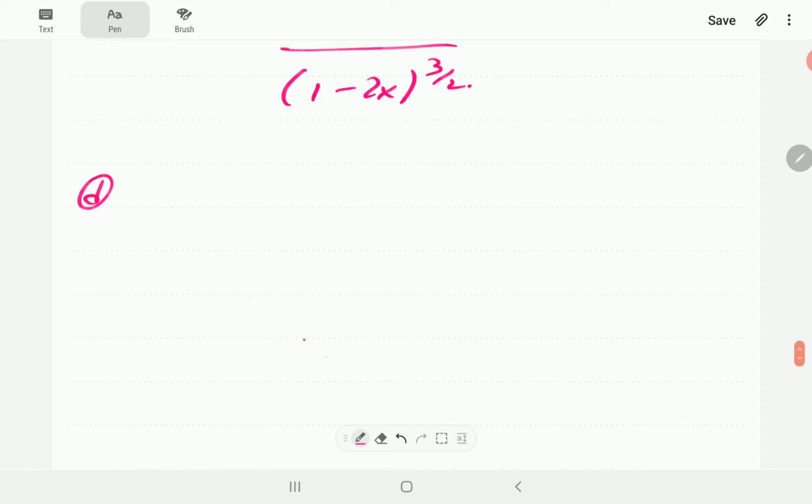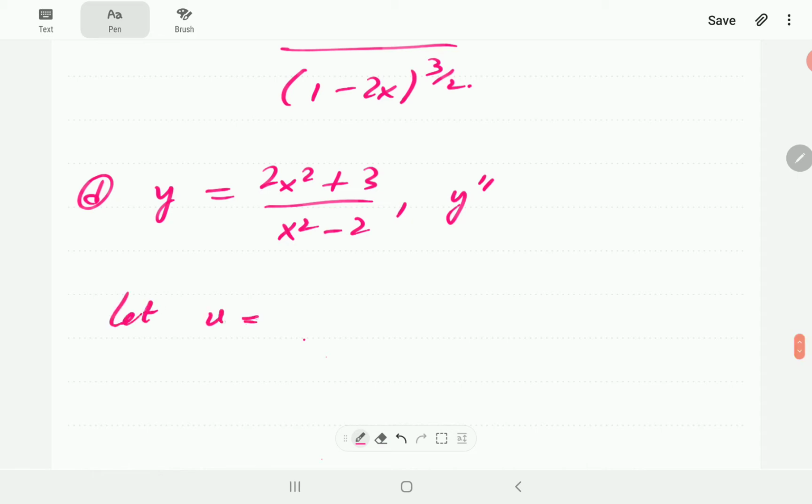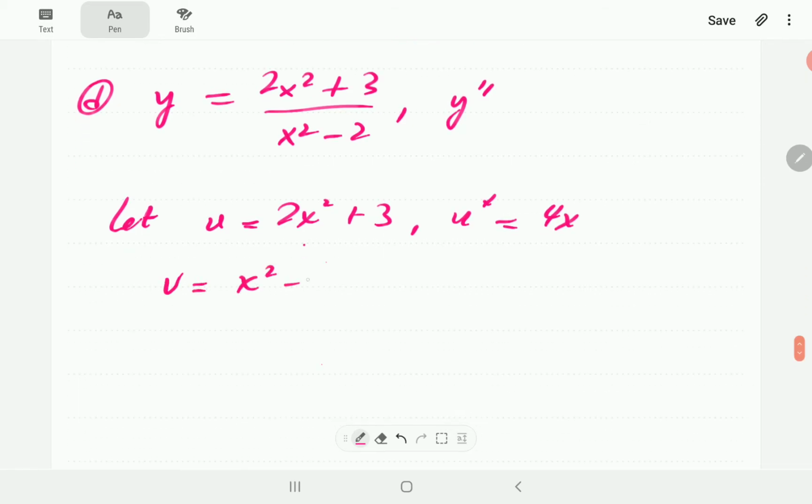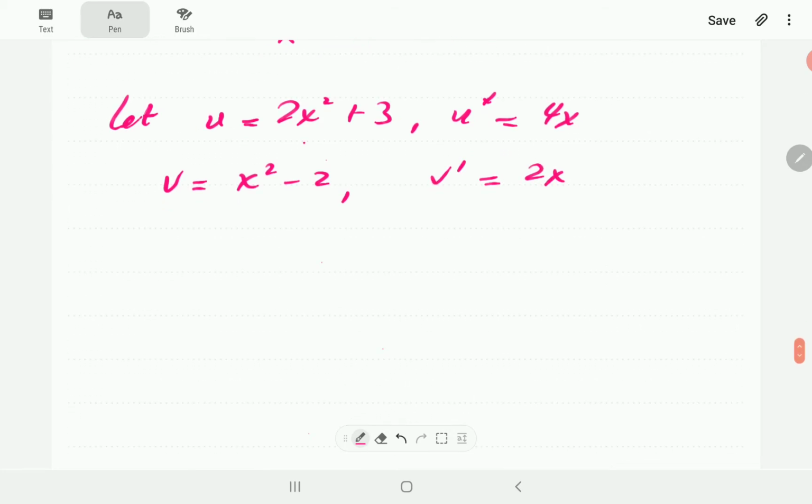In D, we have y is equal to 2x squared plus 3 all over x squared minus 2. Again, we're looking for the second order derivative here. This one is a quotient, so we're going to use the quotient rule straight away. So let u be equal to 2x squared plus 3, so u prime is going to be 4x. Let v be equal to x squared minus 2, v prime is going to be 2x. So y prime is going to be u prime v minus uv prime all over v squared.